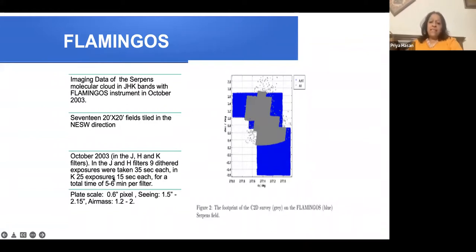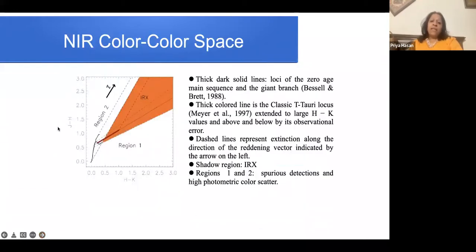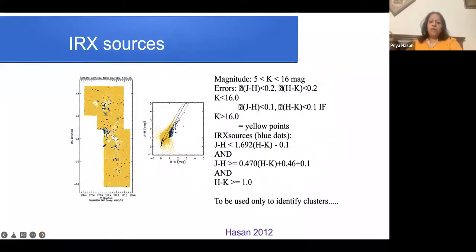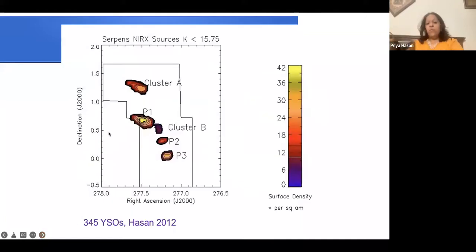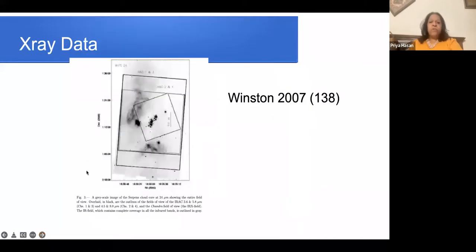So we had this data from which we identified the near infrared excess stars, which we had plotted using JHK data. And we already plotted this on the Serpens region. This was earlier work, published in 2012, with which we had identified clusters already using the near infrared excess stars. So we did have an idea about this region.